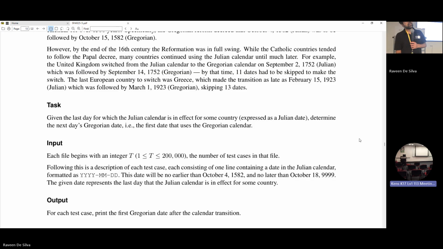Oh, you have 200,000 test cases. Maybe bad. Maybe you need to binary search. You can sort the input and do it offline, so that works. But it's all pain, right?